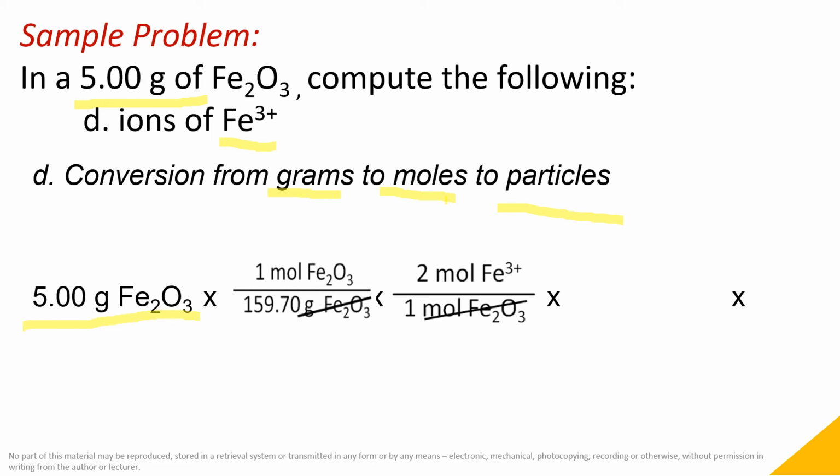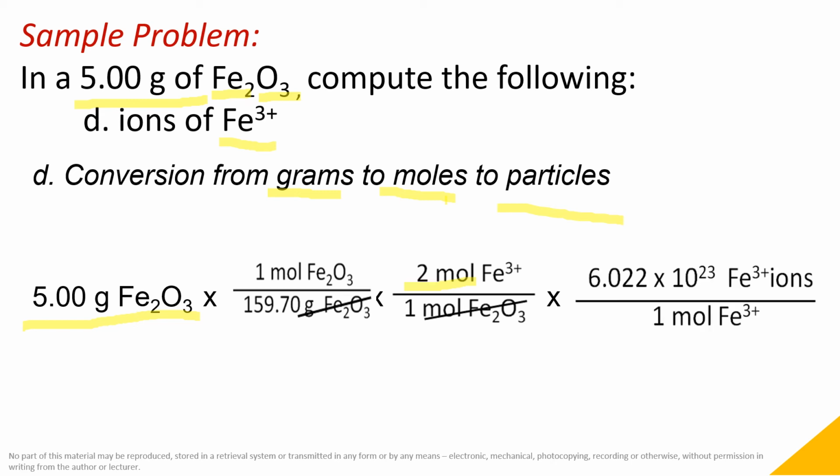Again, where do we get the 2 moles? By looking at the subscript for ferric oxide, which is Fe2O3. This means that there are 2 moles of iron and 3 moles of oxygen. Going back, the next one is we're going to multiply this by the number of particles. So in every 1 mole of iron, we have 6.022 times 10 raised to the 23rd power iron ions.